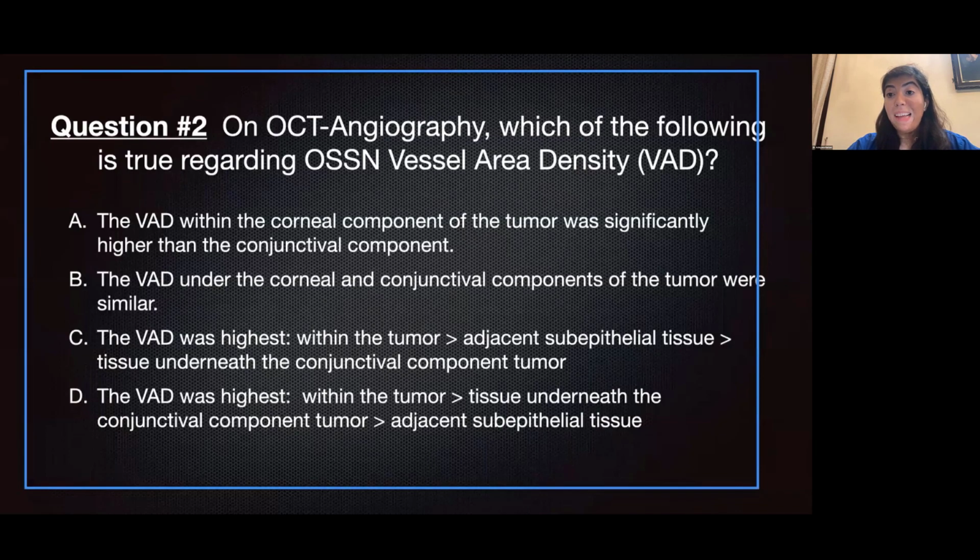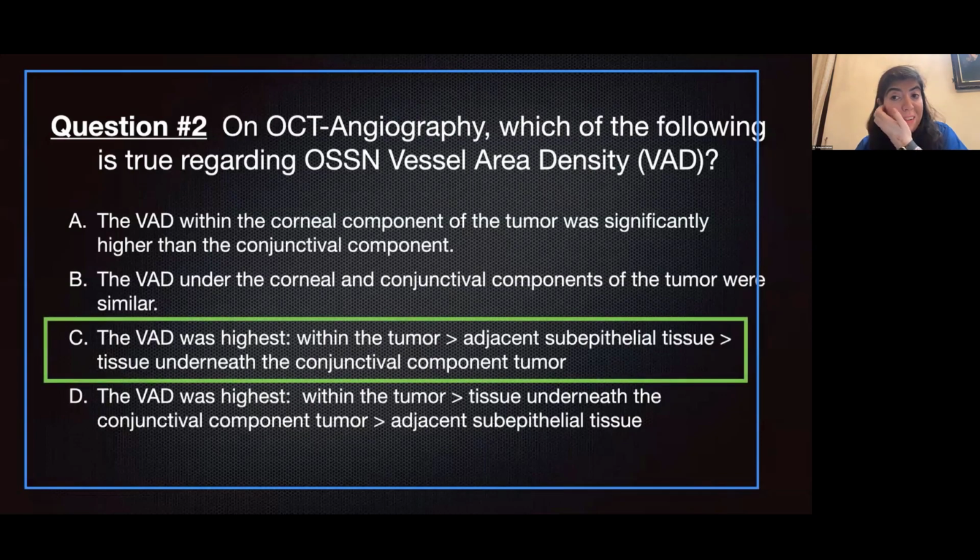Super. So the answer that everyone predominantly answered, or I should say around the same, I think it was 42% answered D, and here we're saying 45% D. The actual answer is C. Okay, the vessel area density was highest within the tumor, which makes sense, right? A tumor being vascular, we want to identify that they found the most within the tumor. Secondly, followed by the adjacent subepithelial tissue underneath the conjunctival component.